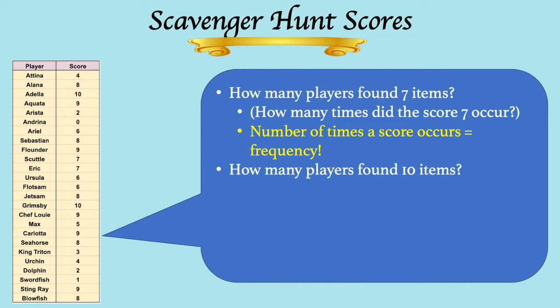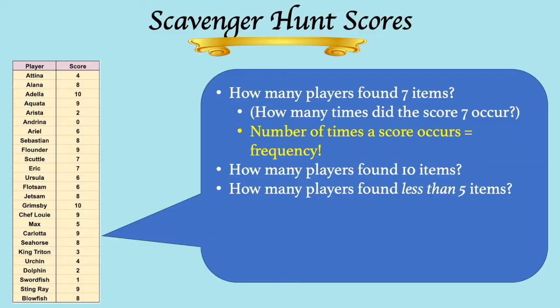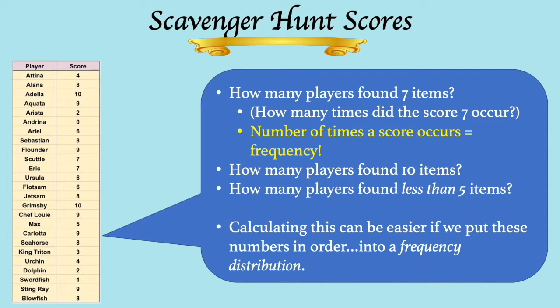How many players found 10 items? In other words, what is the frequency with the number 10 occurring? And you can also answer the same question, how many players found less than 5 items? So everything from 0, 1, 2, 3, and 4, right? That would answer the question of how many players found less than 5 items. I calculated that 7 players found less than 5 items. Hopefully that's what you got too. So calculating this would have been easier if we put these numbers in some sort of order. And so typically putting frequency in order is the same thing as calling it a frequency distribution.